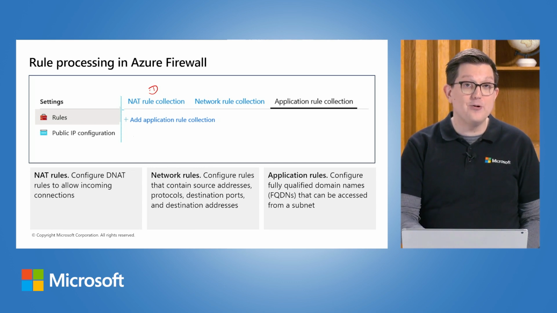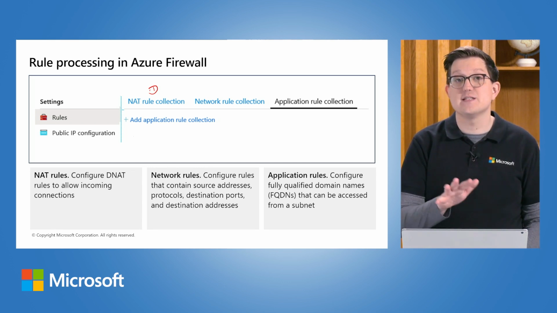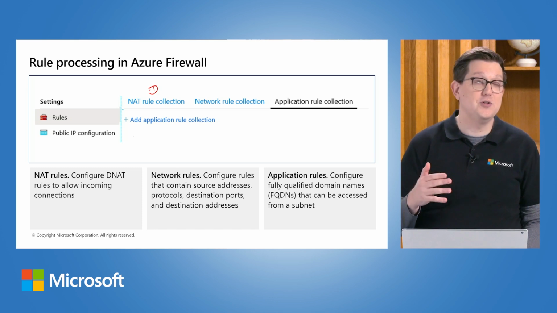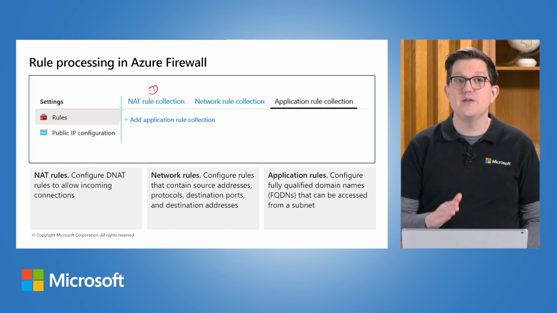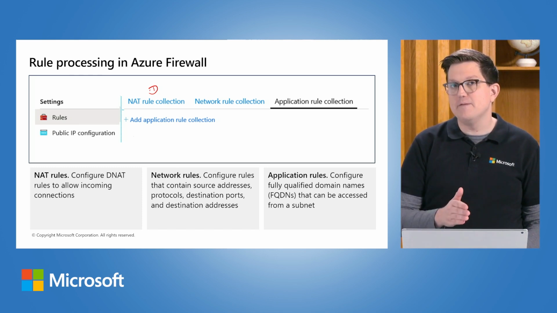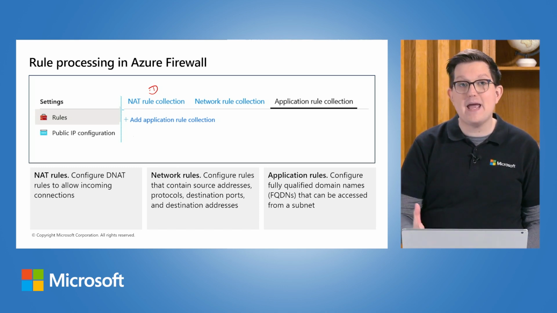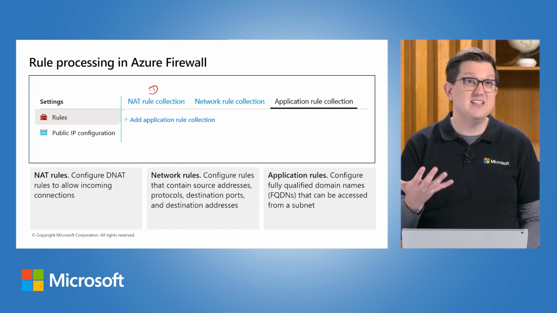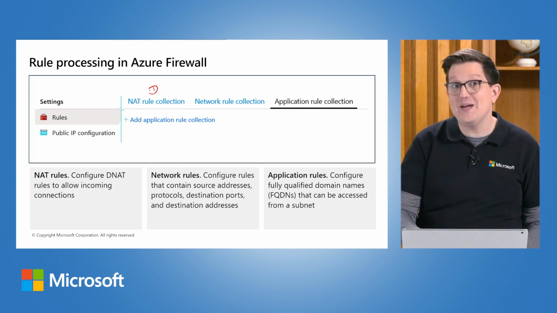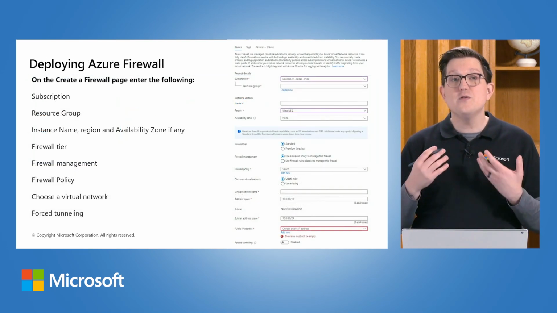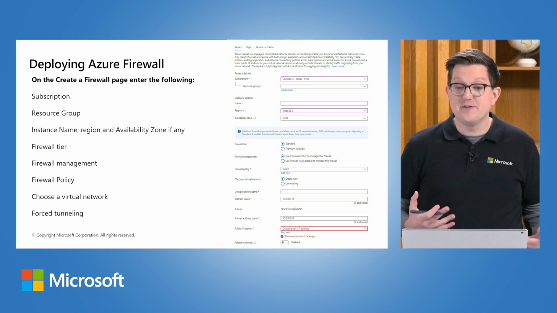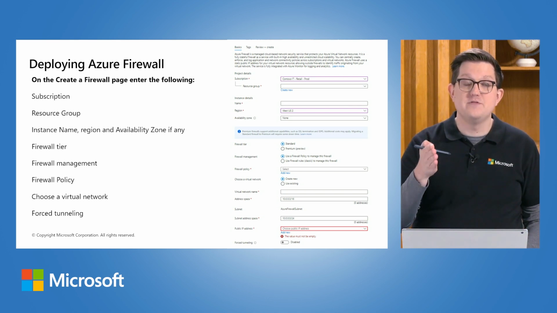Now, deploying firewall is a fairly straightforward process. Like many things in Azure, it's a few clicks and a few pieces of configuration. But setup will be key. Making sure that you are prepared to deploy Azure Firewall is going to be a big part of actually deploying it. When you go through the process of setting up Azure Firewall, there are a lot of different steps along the way.